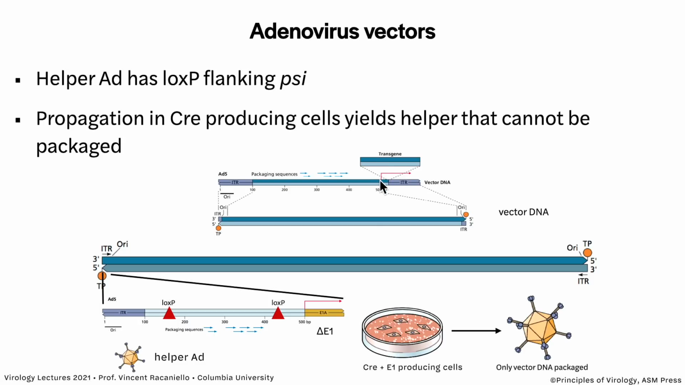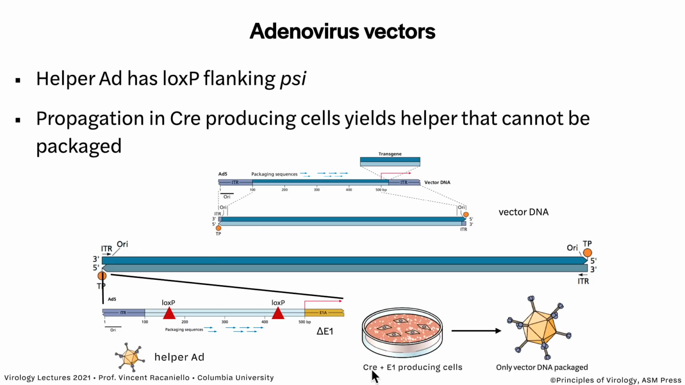Well, you put it in a cell that's been infected with a helper virus. You don't want the helper virus to be in your vector preps, right? So you do a clever thing. Here's the helper virus genome. It's all there. It's E1 deleted. And so you have to do all of this in E1 producing cells. But in addition, the helper has LOX P sites in the packaging sequence. LOX P is the sequence that is cleaved by an endonuclease called CRE. It's the CRE-LOX system. It's actually named after cream cheese and lox, CRE-LOX.